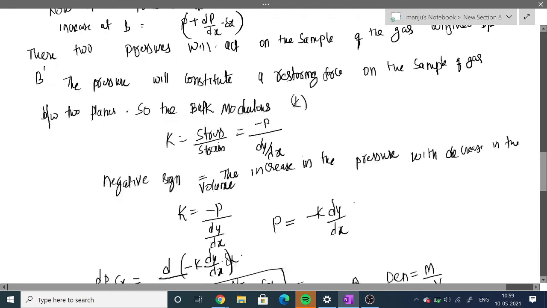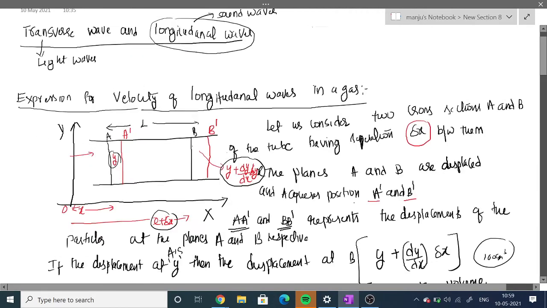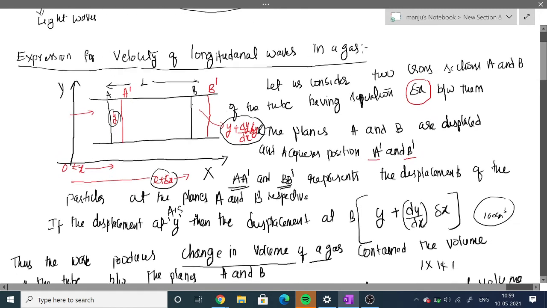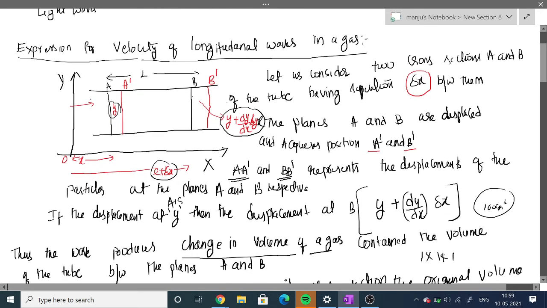So now, just a recapitulation of the derivation. We have considered a tube with two positions, A and B. The initial position A is at a distance x from the origin, and position B is at a distance x plus delta x. So delta x is the distance between the two positions A and B.